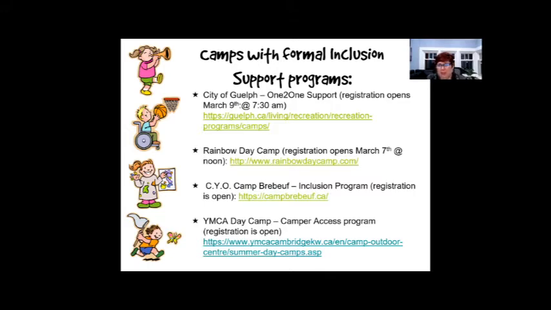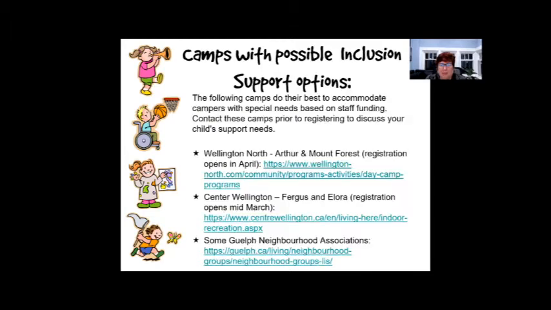So a little bit about what camps do have formal inclusion programs. The city of Guelph does, and Heather will speak about their programs. The Rainbow Day Camp, you can get 1 week with their inclusion staff. Camp Briba has an inclusion program as well, and you can get 1 week there. And the YMCA does have one. It's called the Camp Access Program. This one, the YMCA does not provide support for personal care needs. The other 3 do. At this point in time, there's limited space available at the Y, but it's worth calling and asking if that's something you're interested in.